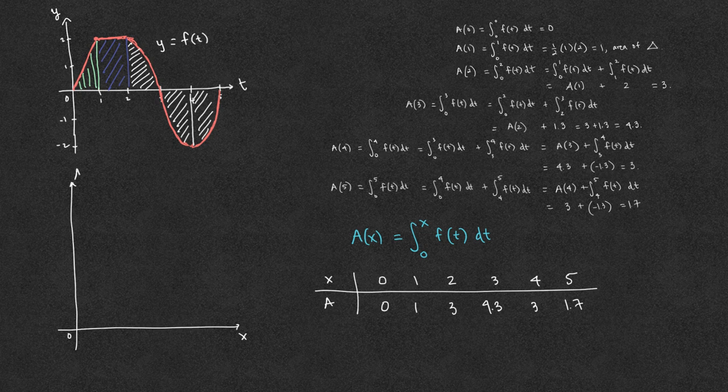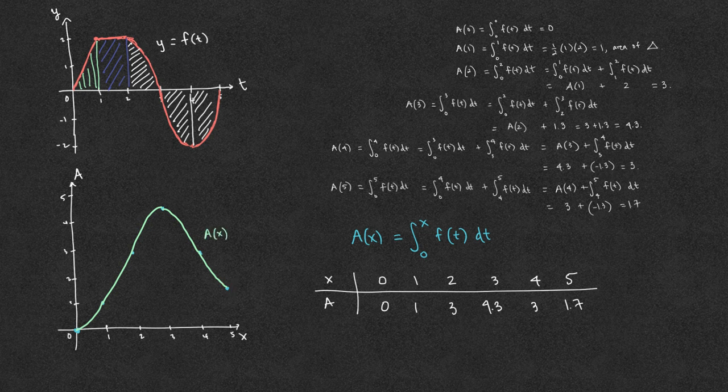If we plot these points on the x-A axis, 0, 1, 3, 4.3, 3, 1.7 at the y values, or the area, and assuming that this function is continuous, we draw a smooth curve through these points.